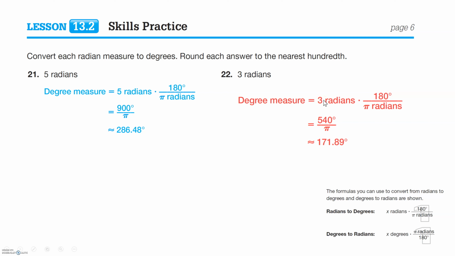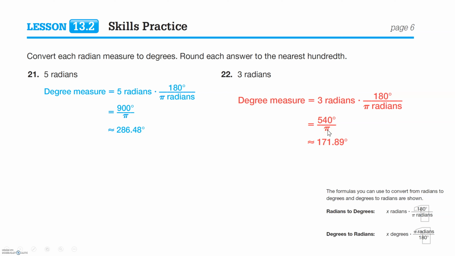Let me repeat that again. Let's say that this were to say 3 pi radians, then I would have to cancel also the pi and the radians. But in this case, the radians are the only ones canceling out because the 3 is on its own. It doesn't have a pi. So then I will multiply 3 times 180 degrees. That will give me 540 degrees. And then I will divide it by pi.